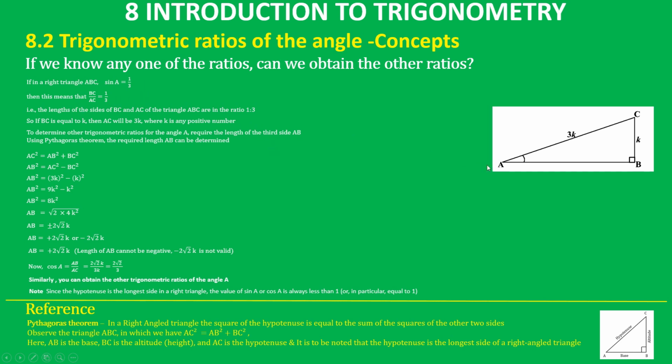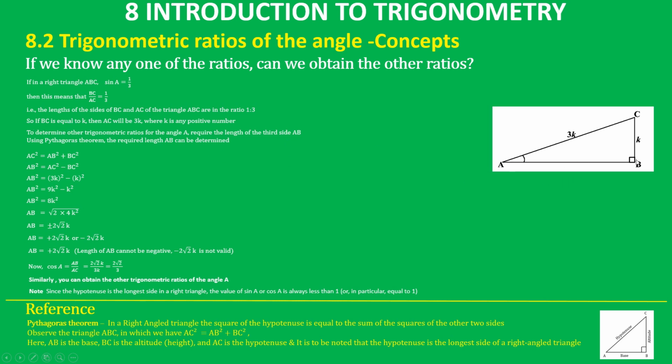Then what does it mean? What is sine A? Opposite side to angle A, that is BC, by hypotenuse, that is AC. So BC by AC is equal to 1 by 3, which is given. That is, the lengths of the sides BC and AC of the triangle ABC are in the ratio 1:3. When you say BC by AC is equal to 1 by 3, these sides are in the ratio 1:3.